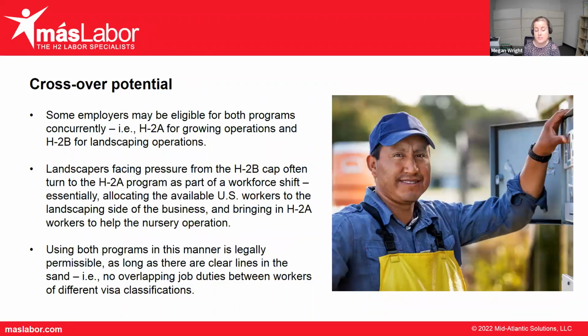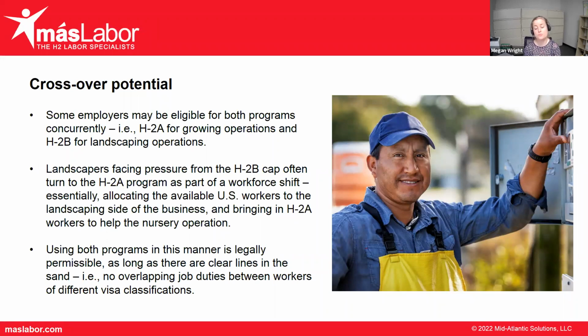Switching off of the differences now and moving over to what we're calling crossover potential, which is something very prevalent in the green industry and means that you could simultaneously use both programs at the same time. And so really what we see here is that you would use the H-2A program for your growing operation or your nursery work, and then the H-2B program for your landscaping operations.